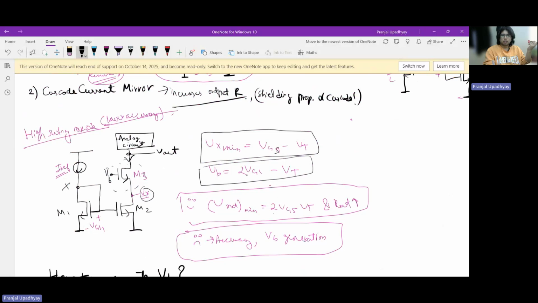Is this correct? Oh, wait, VGS minus VT. So yeah, there should be one more VT drop over here, and this is the expression we are looking for: 2 VGS minus 2 VT, right? And alternatively, I can write this as 2 V overdrive, correct? But again, the thing here is that we have chosen our VB as 2 VGS minus VT just so that our Vx could be at minimum operating potential. And from that we conclude our VB value should be this.